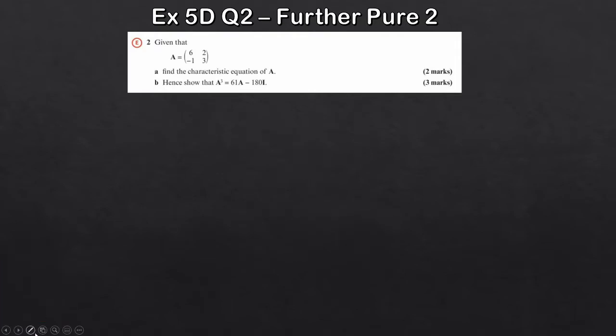So if we remember the characteristic equation, we just wrote it down, so that was lambda squared minus 9 lambda plus 20 is equal to 0. Okay, so we use this now. Now we can apply the Cayley Hamilton theorem.